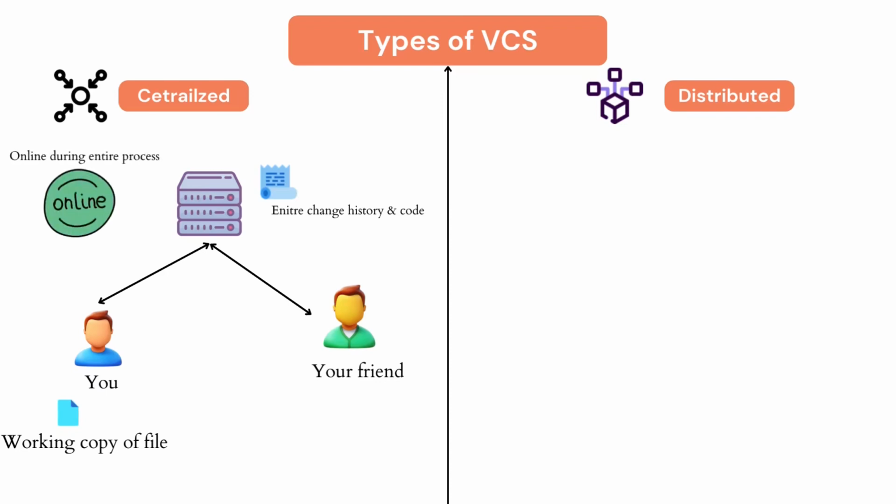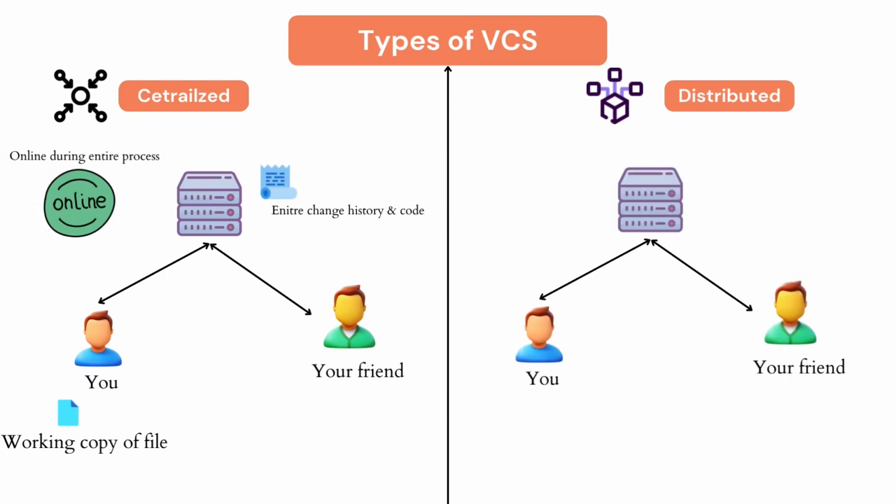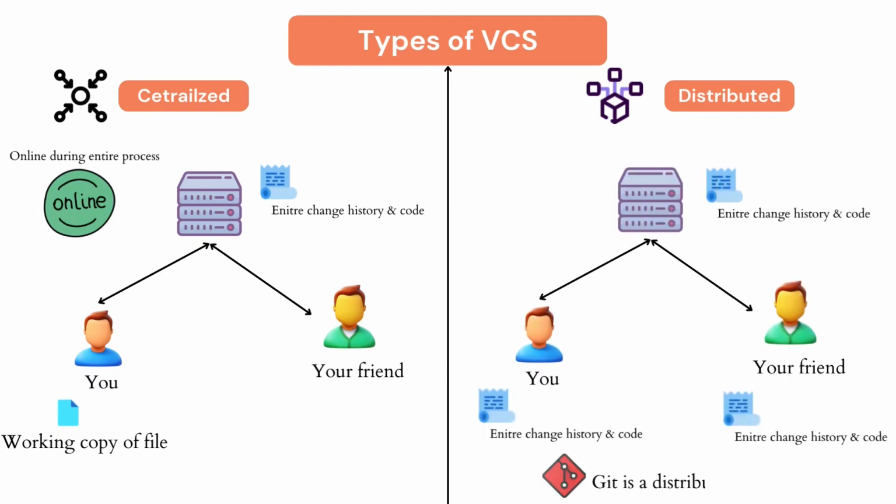But in a distributed system, you and your friend both have an entire copy of the repo, that is, an entire copy of the tree. You do not need to be online when you are working. You just need to be online when you are pulling and pushing the code to the server. The biggest disadvantage in a centralized system is that if a server failure occurs, you cannot retrieve your code or work on it. But in a distributed system, even if the central repository fails, you have your own copy of the code with all changes.